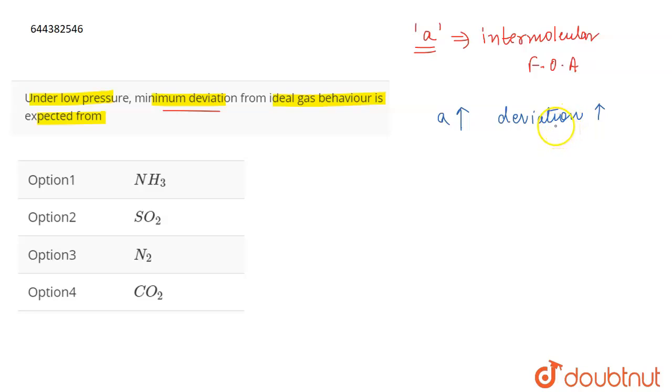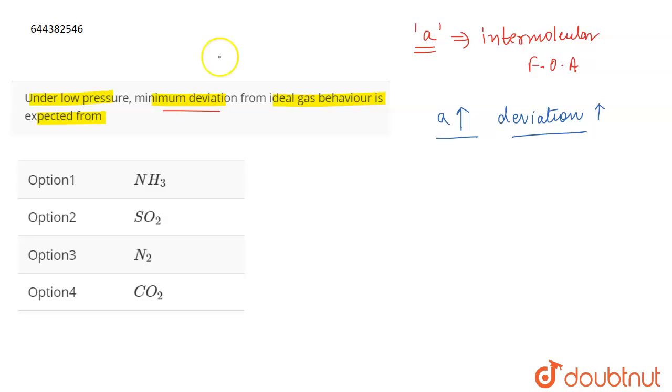So, according to the ideal behavior, no forces of attraction exist between the molecules because they're far apart from each other. But in reality, attraction forces exist. So, more is the attraction, more is the value of A, and more will be the deviation from the ideal behavior, right? So, the values of A will be compared on the basis of forces of attraction between the molecules.